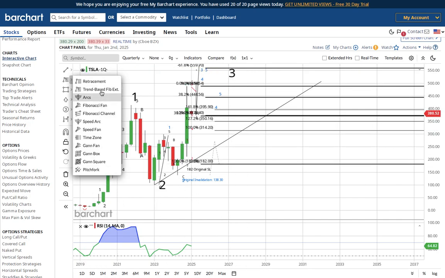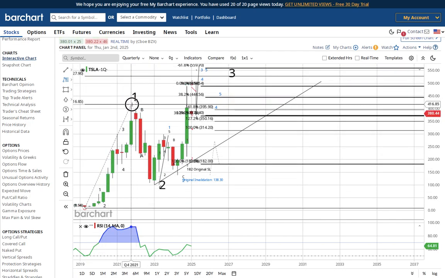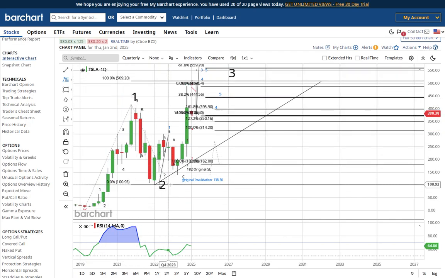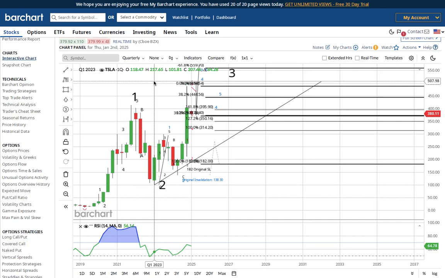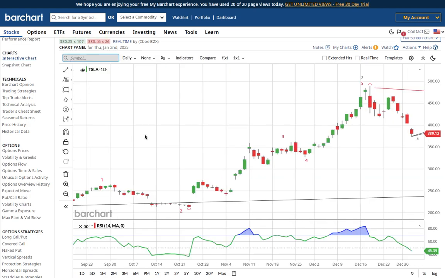And of course, wave 3 often goes past, or all the way to, the 127.2% extension of the length of wave 1 placed at the wave 2 low. We can see that hasn't been met yet. That's actually off the charts. So that's important to remember for Tesla on the bigger picture.